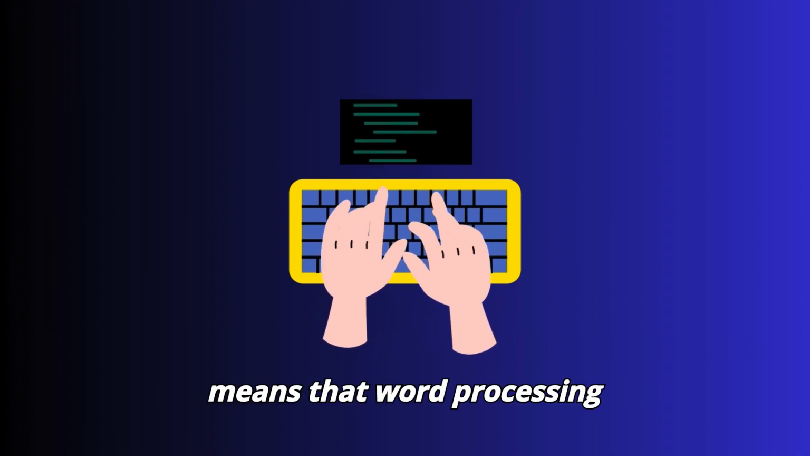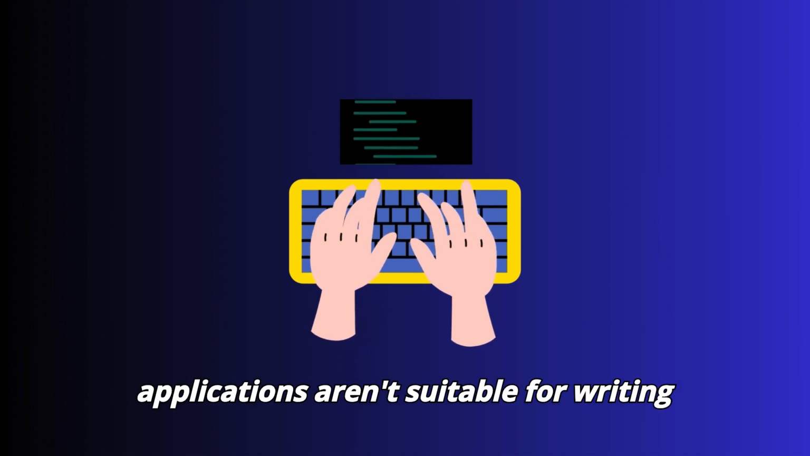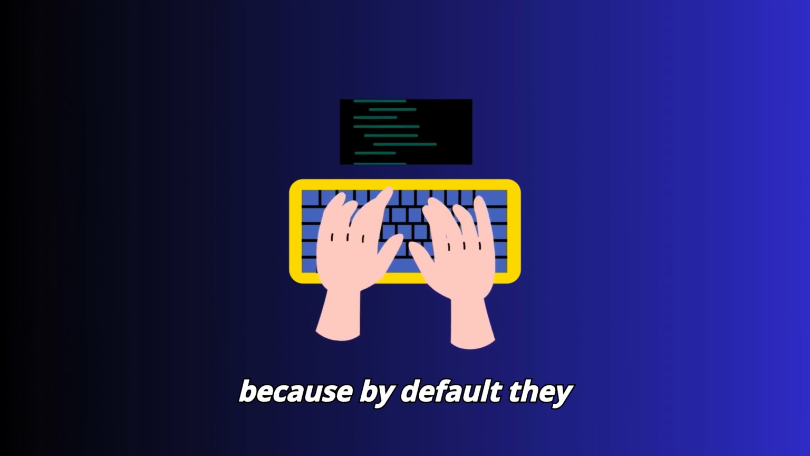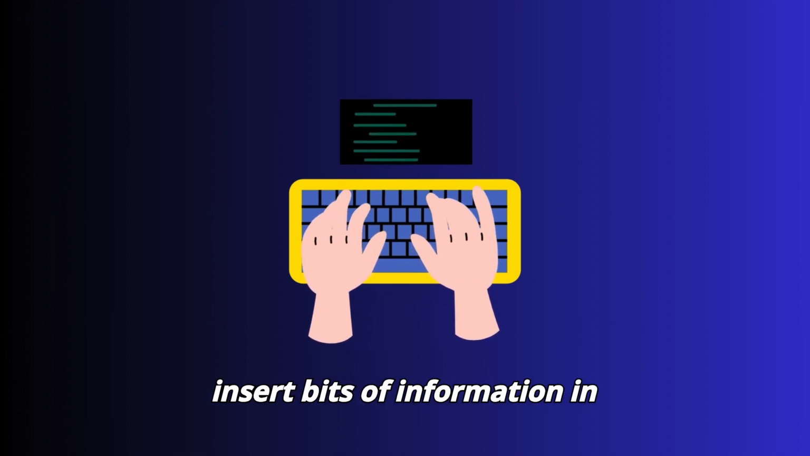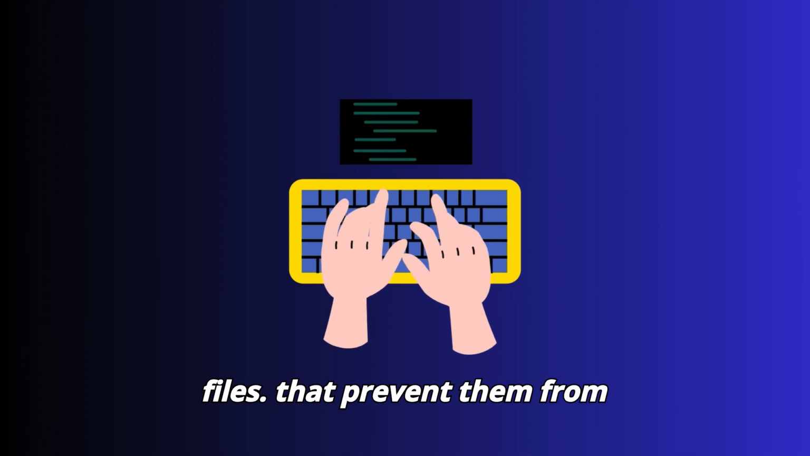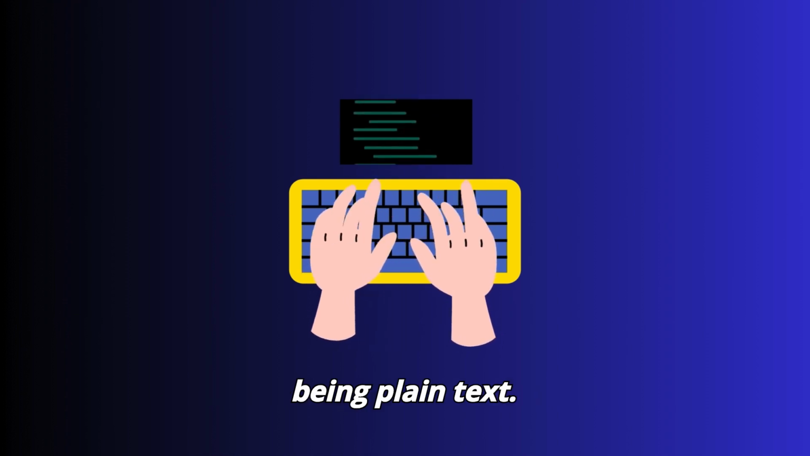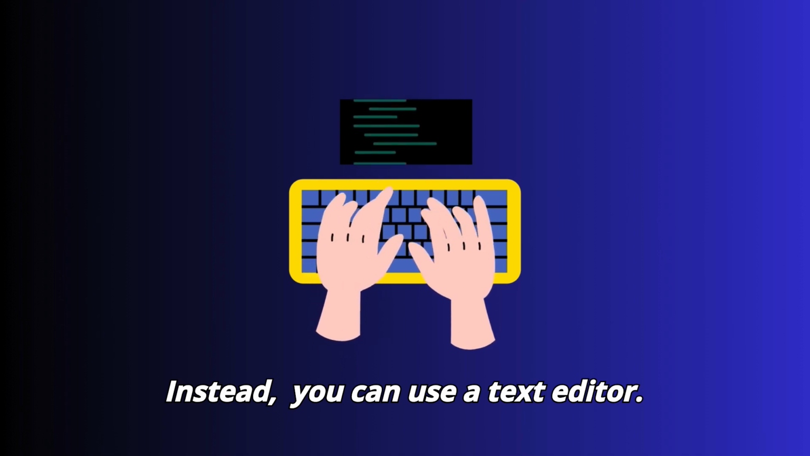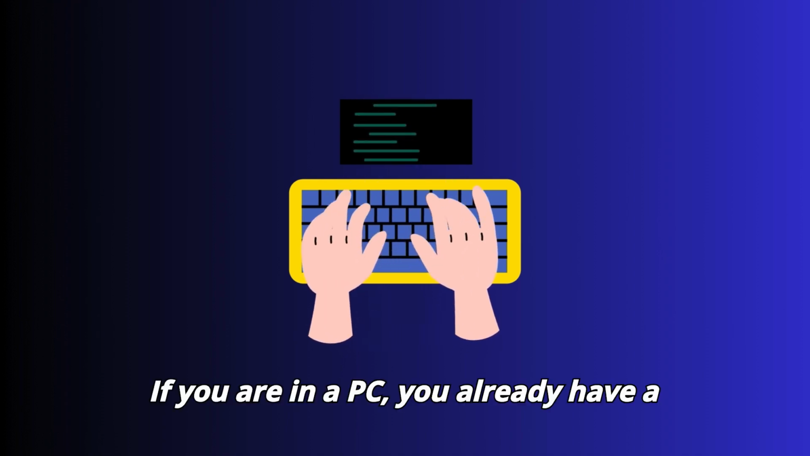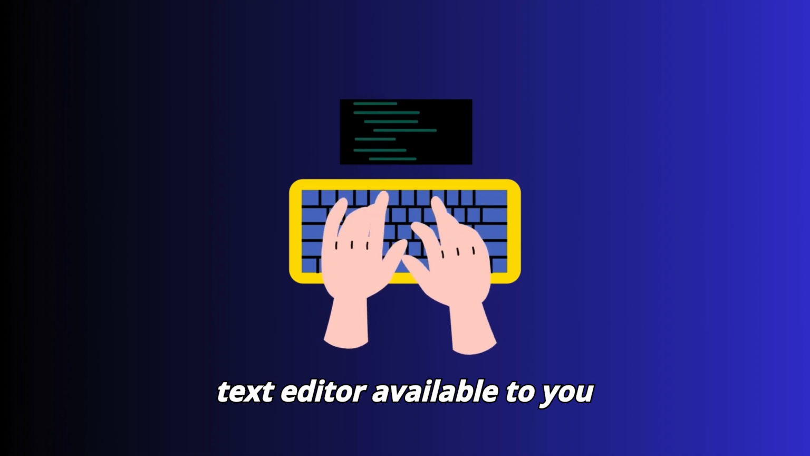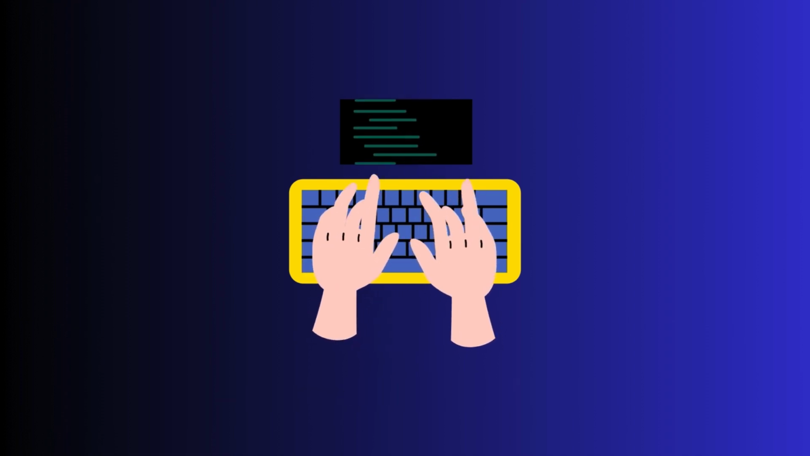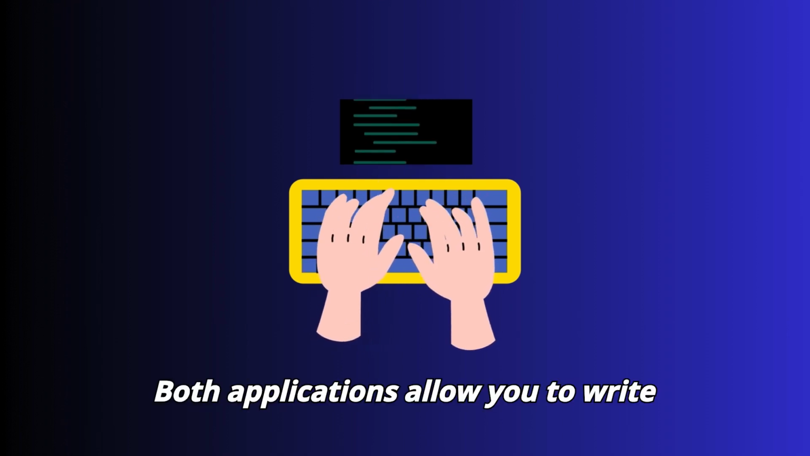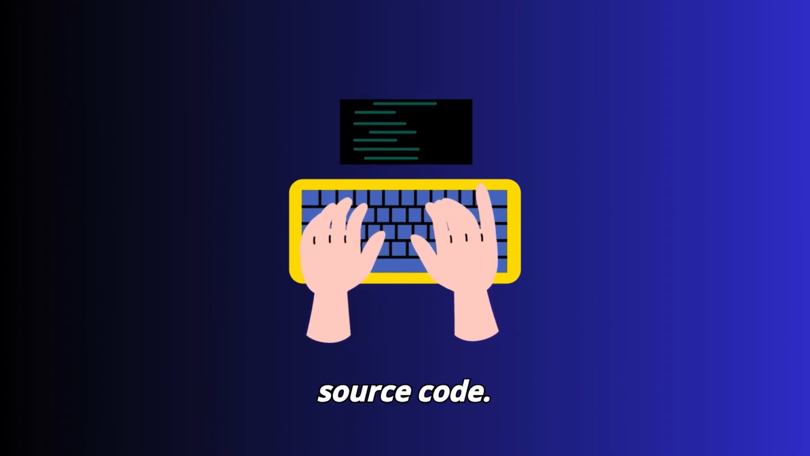This means that word processing applications aren't suitable for writing code because by default they insert bits of information in files that prevent them from being plain text. Instead, you can use a text editor. If you are on a PC, you already have a text editor available to you, Notepad. And for Mac users, there's TextEdit. Both applications allow you to write source code.